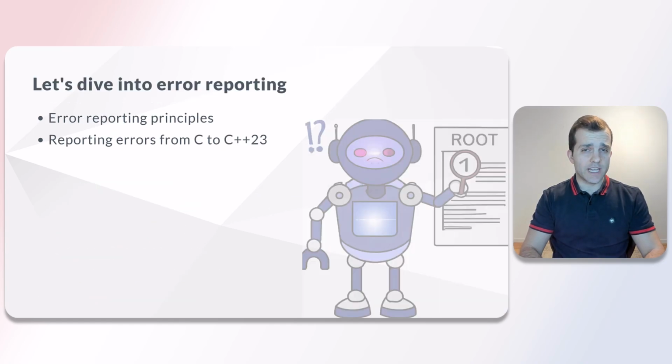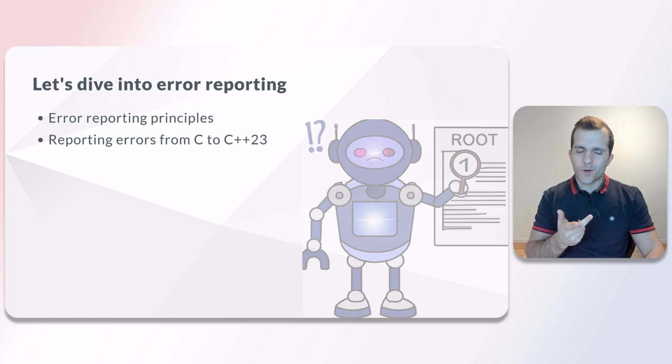In this course, we will keep things very practical and code-oriented. That being said, we will start by setting the scene and quickly talk about error reporting principles. Then, we will look at multiple error reporting code snippets, analyze them, and discuss their pros and cons. Specifically, we will look at ways to report errors from essentially C to C++23 and everything in between.